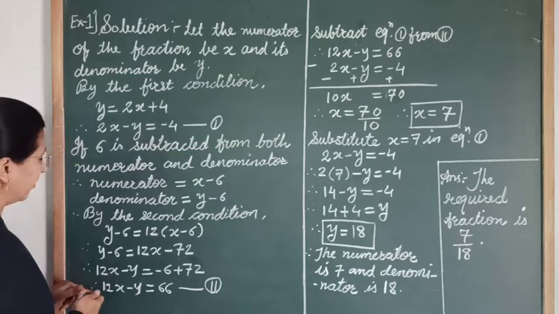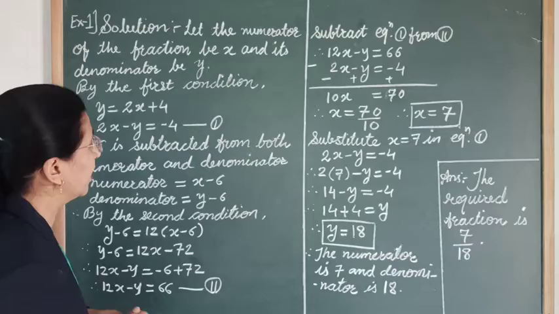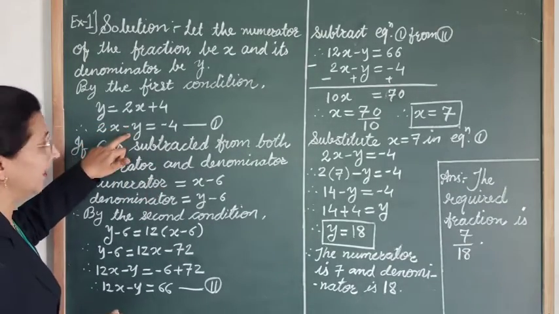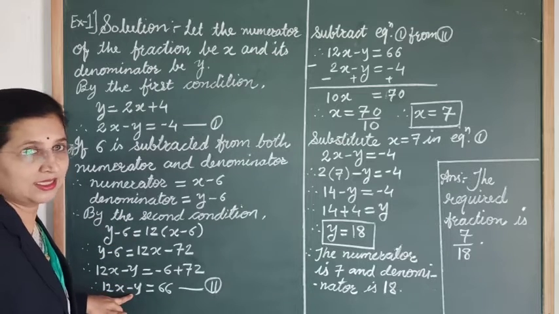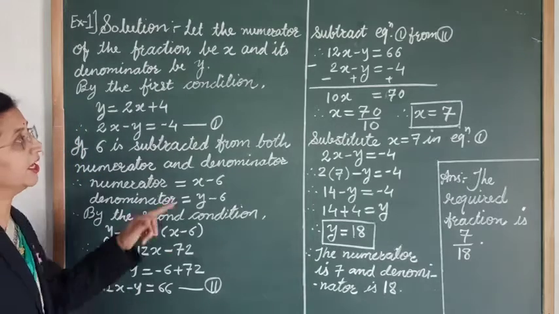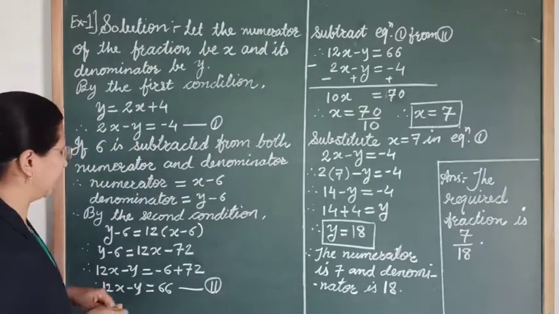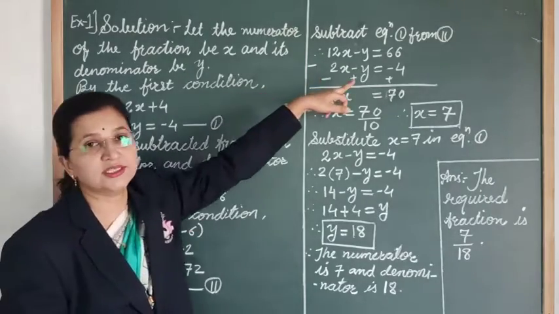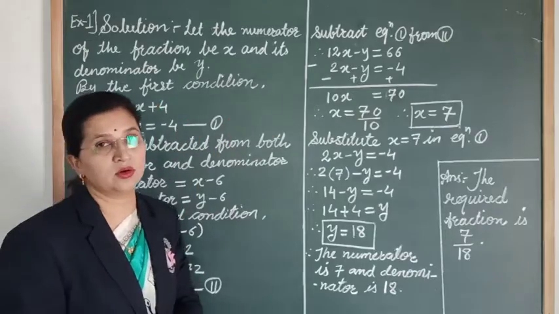Now dear students, we have the two equations. So let's solve these equations. Here you can see y has coefficient negative 1, and here also the coefficient is negative 1. So easily we can cancel this if we subtract. So we will subtract the first equation from the second. What is our second equation? 12x minus y is equal to 66, minus the first equation 2x minus y is equal to negative 4.